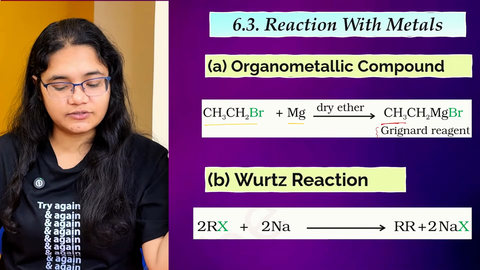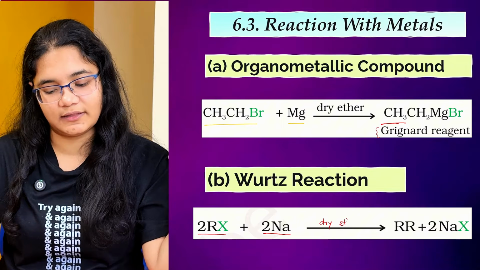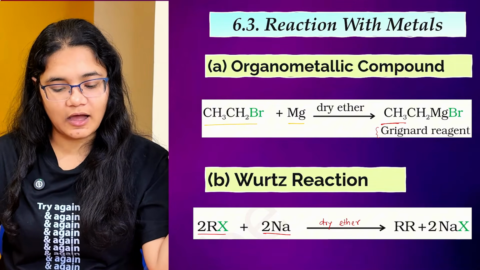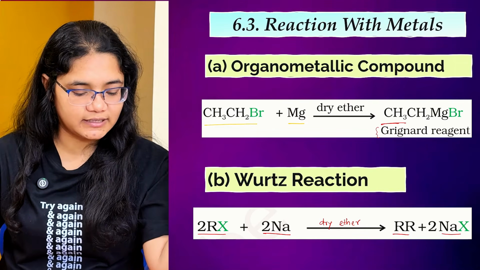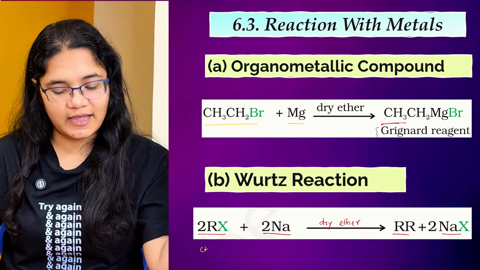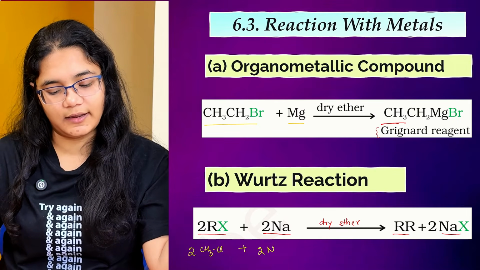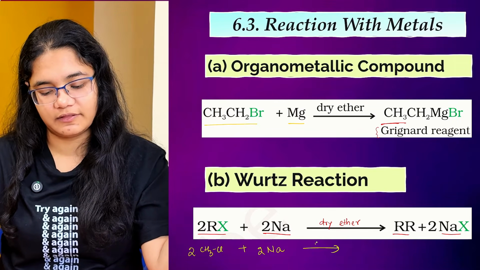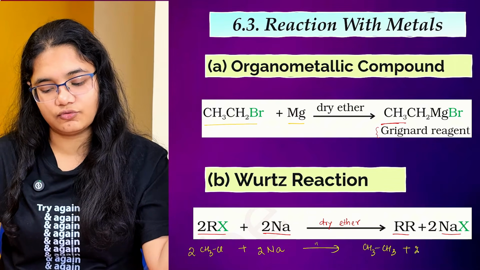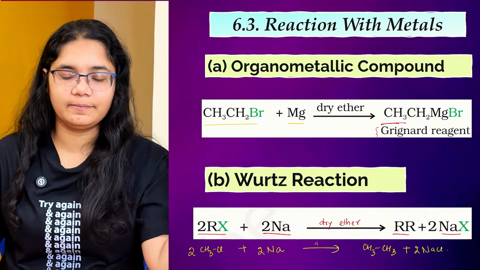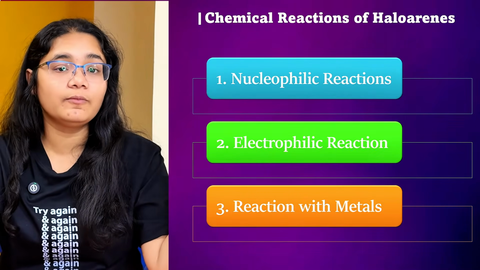Next is Wurtz reaction. So if you have RX and you treat it with Na, and here we have to use dry ether. So what will happen? R-R product will form and NaX is the byproduct. I'll give you one example here. So if I have CH3Cl 2 times plus 2 Na, then what I'll get as the product with dry ether? CH3CH3 plus 2 NaCl. Okay. So with this we are done with the reactions of haloalkanes.